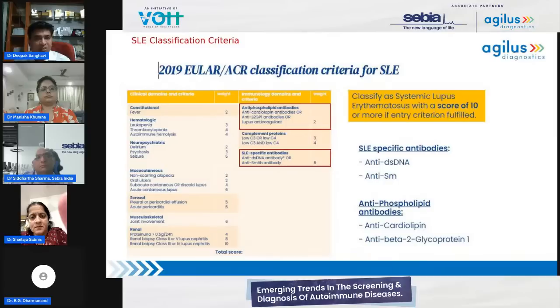But there are additional antibodies which are helpful in diagnosis, and even the weightage of marks is given by the guidelines. Like in this case, cardiolipin and beta-2 glycoprotein and lupus anticoagulant also are important tests to be done in SLE diagnosis.